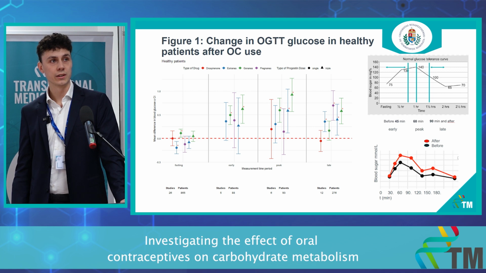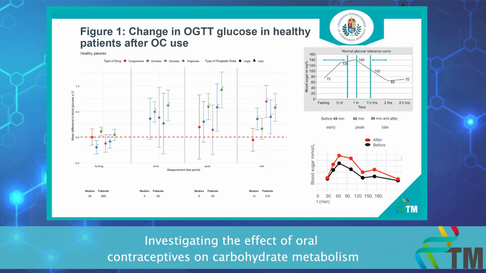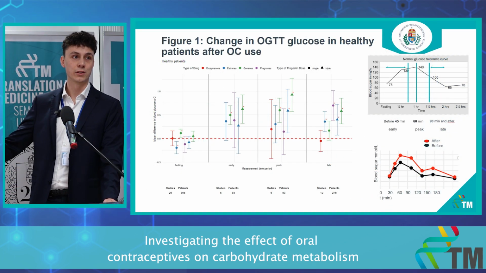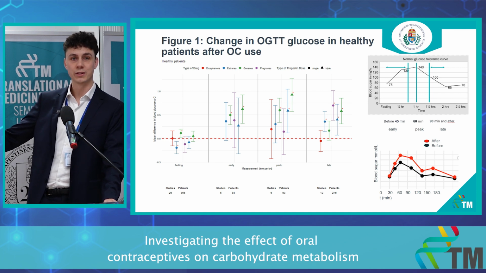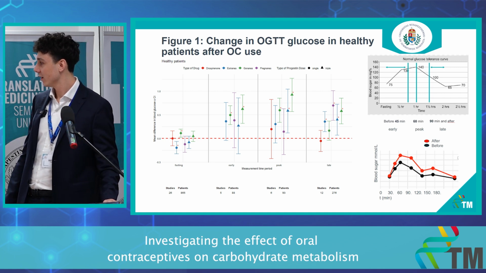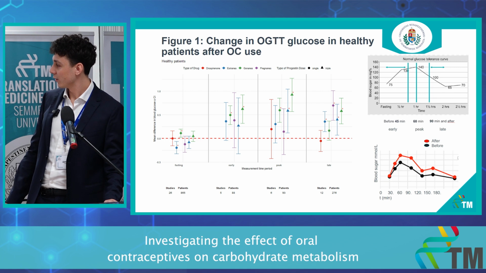That's my first figure. It might seem a bit complicated at first. It shows the change in our main outcome, OGTT glucose, in healthy patients after the use of OCs. I put 2 slides on the side just to better understand my first figure. It's a bit complicated because it has 4 different kinds of models on it.